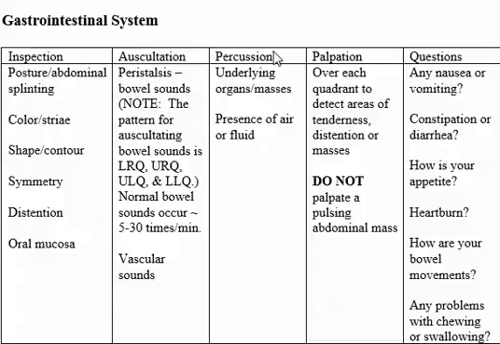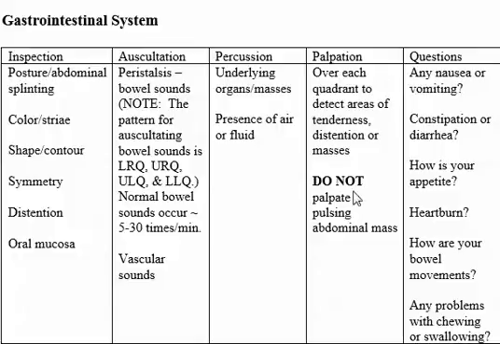The next one is percussion. We are percussing, we're trying to find underlying organs or masses in the presence of air or fluid. When we palpate, the abdomen should be soft and non-tender. So you're going to go over each quadrant. You want to detect areas of tenderness, distension, masses, or fluid accumulation. It also helps to determine the size, shape, and position of organs.